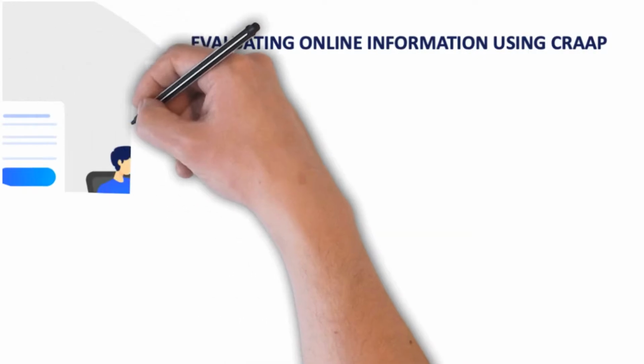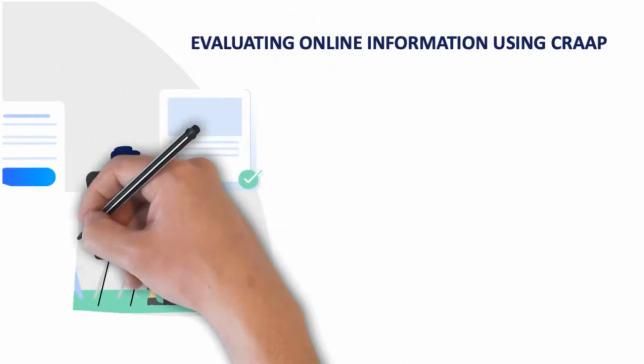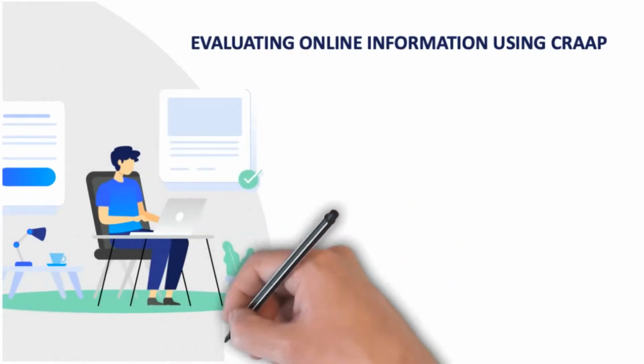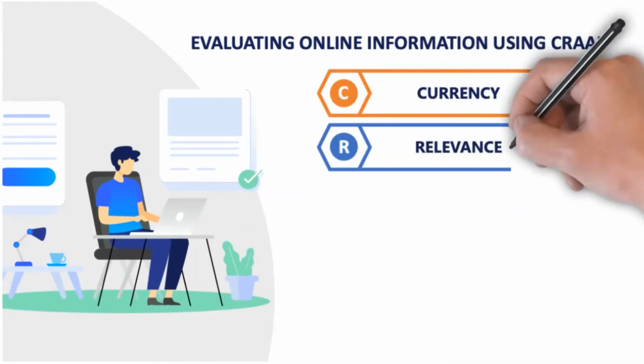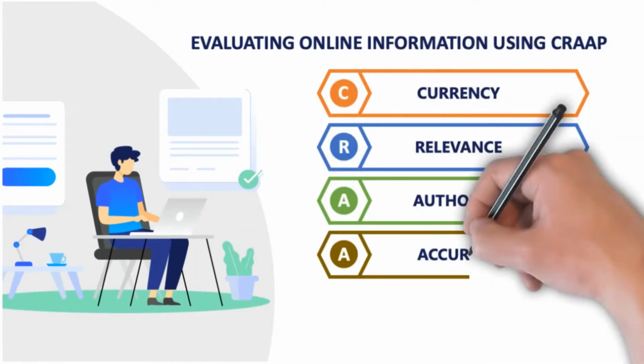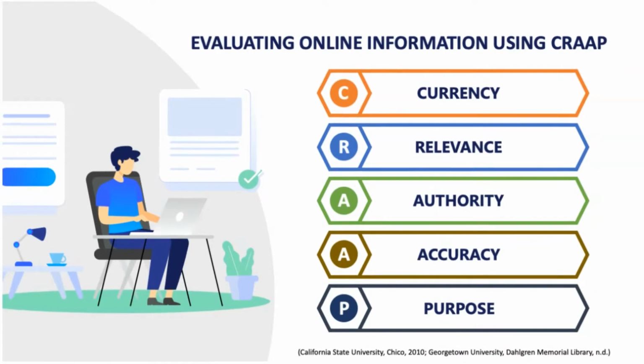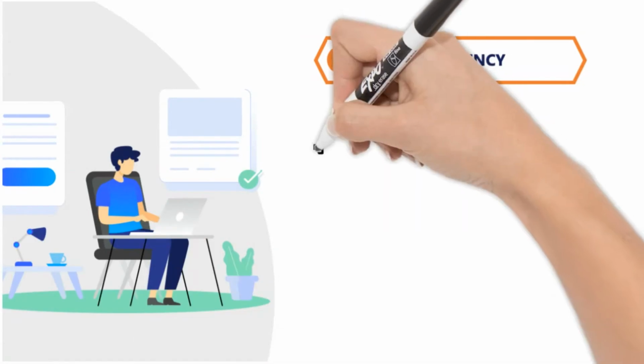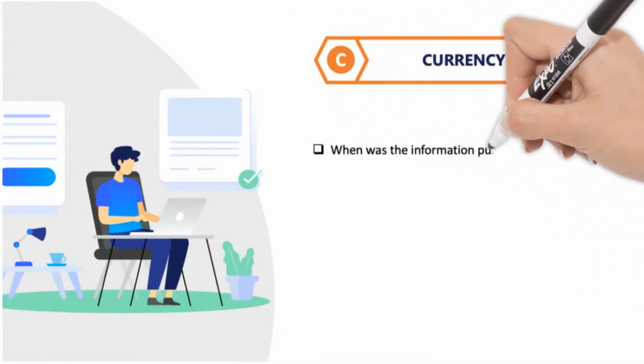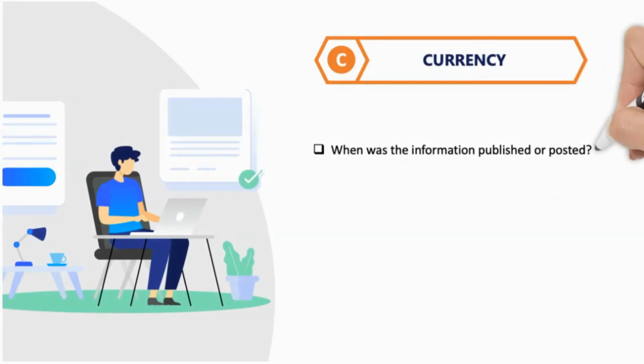The CRAAP method was developed by a librarian at California State University, Chico. CRAAP is an acronym for currency, relevance, authority, accuracy, and purpose. The CRAAP test contains a list of questions or criteria that can help us determine the quality of information we find online. For currency, we're looking at the timeliness of the information, such as the date of publication or when the information was posted online.